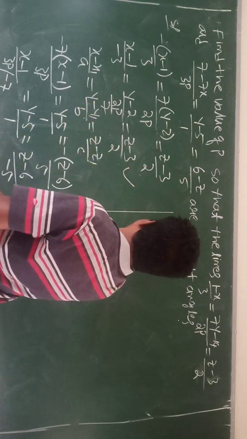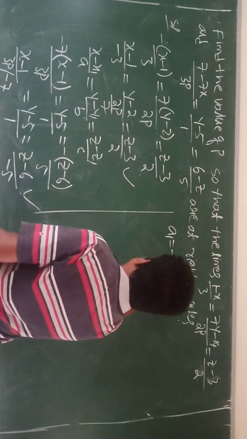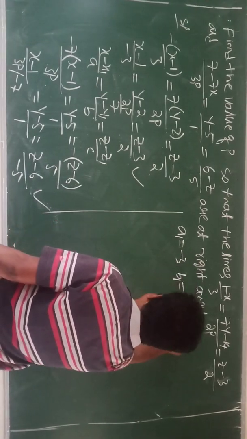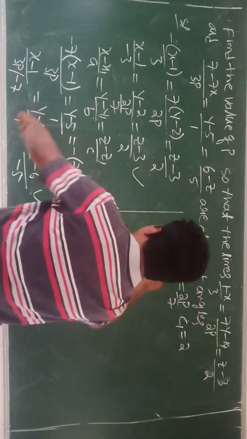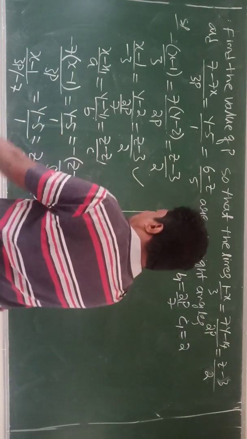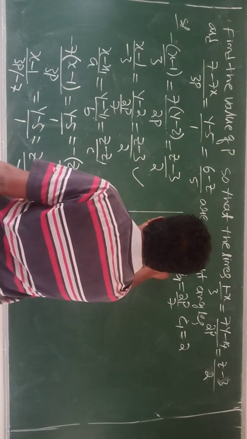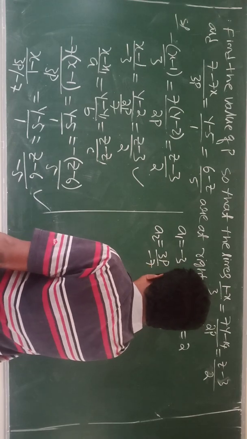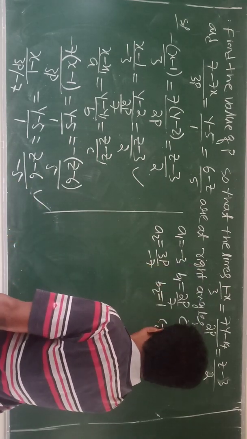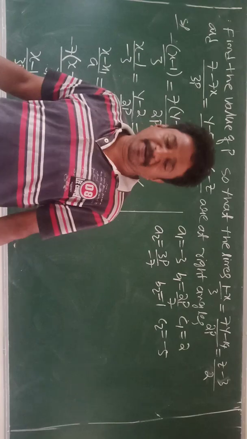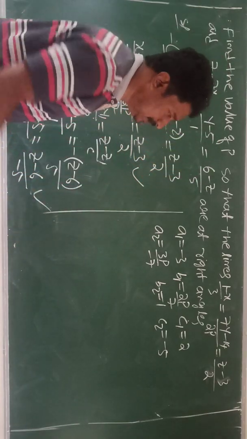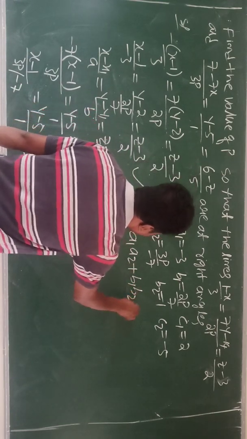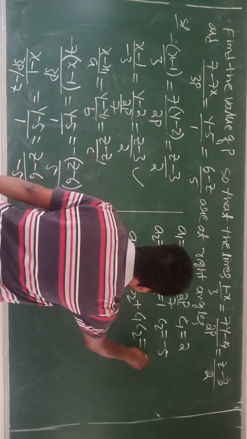Tell me A1, students. A1 is minus 3, B1 is 2p by 7, C1 is 2. A2 is 3p by minus 7, B2 is 1, C2 is minus 5. Now write the perpendicular condition: A1 A2 plus B1 B2 plus C1 C2 is 0.